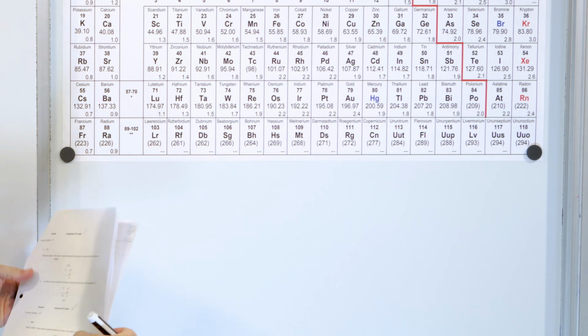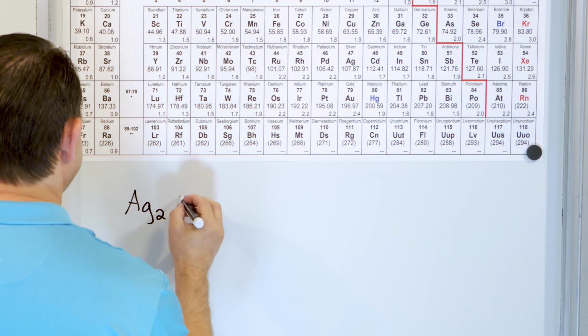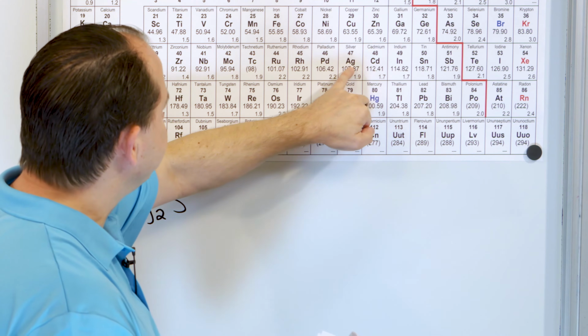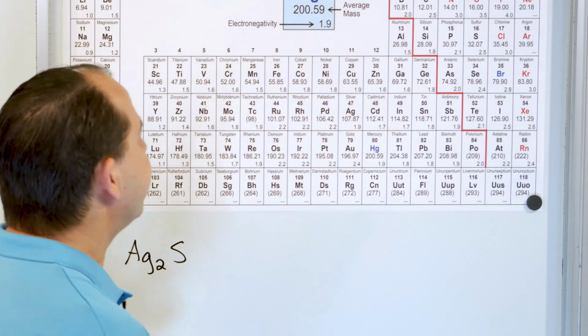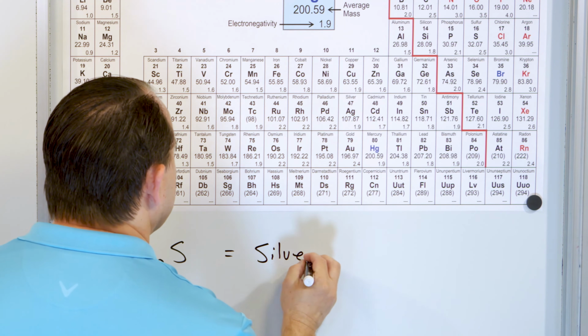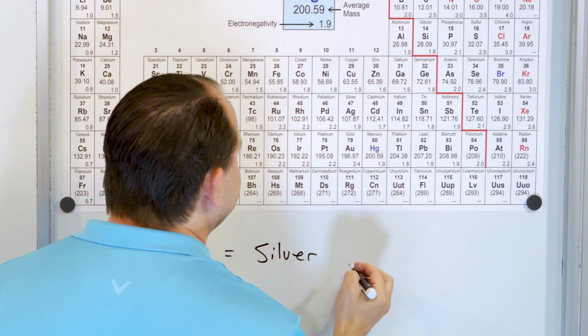Now let's take a look at another compound, Ag, subscript 2, and then S. What is Ag? Ag is silver. And you have S, which is sulfur. So it's a metal plus a non-metal, so you know it's going to form an ionic compound. What's it going to be? It's going to be silver, and the S becomes sulfide.